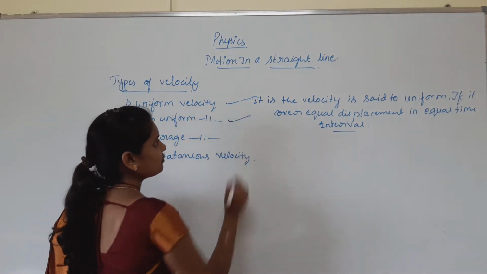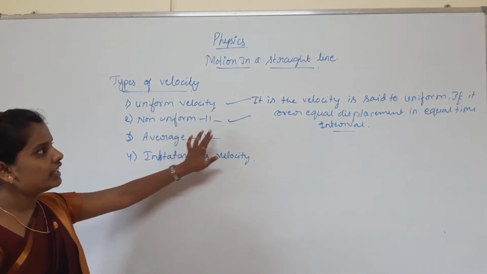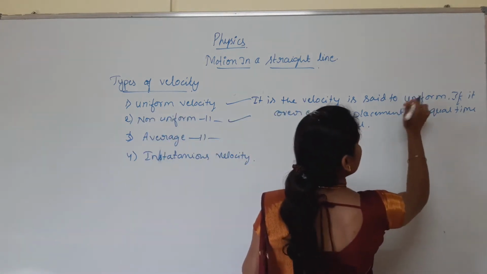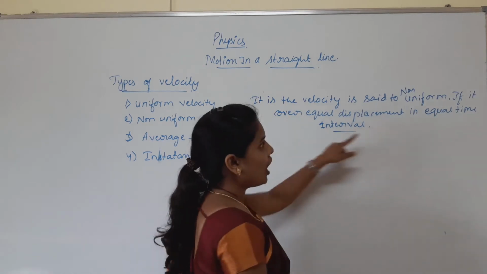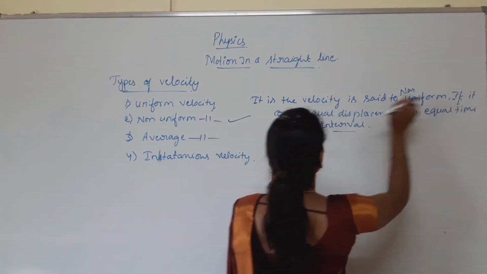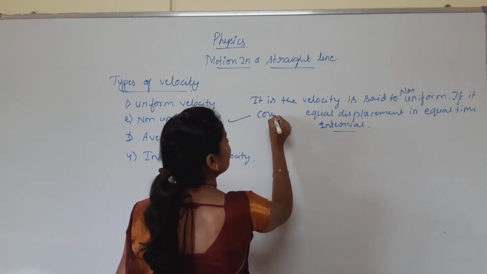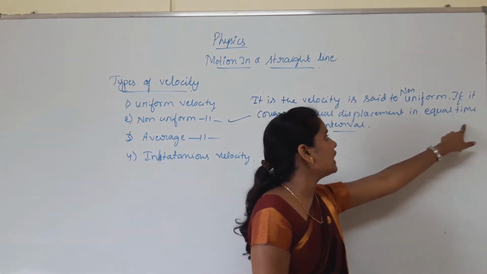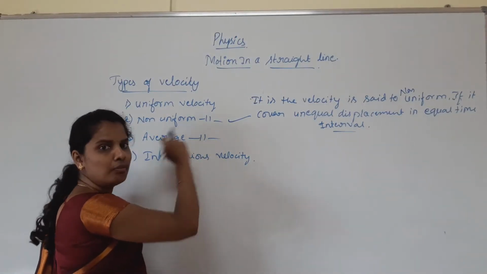Next, what is non-uniform velocity? The velocity is said to be non-uniform if the body covers unequal displacement in equal time intervals. This is known as non-uniform velocity.